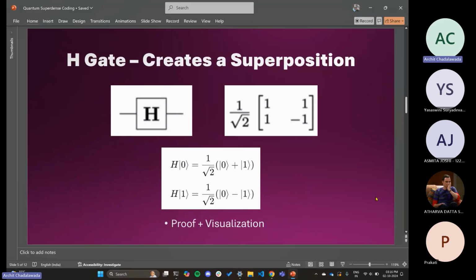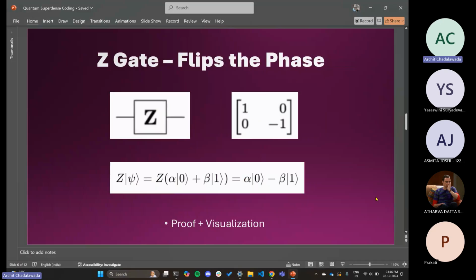Now let's consider the next gate, which is the Z gate. It simply flips the phase. Like I discussed, the phase is a 180-degree rotation about the Z axis. So the matrix for it is 1, 0, 0, minus 1. And if I apply it to a state phi, which is alpha ket 0 plus beta ket 1, I get alpha ket 0 minus beta ket 1.